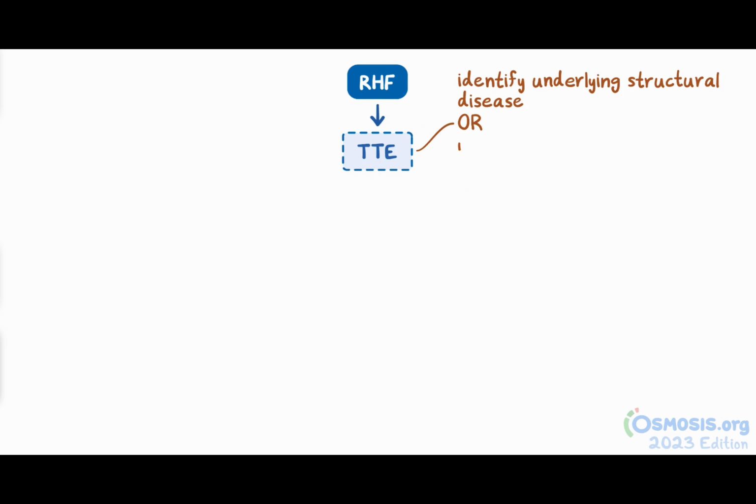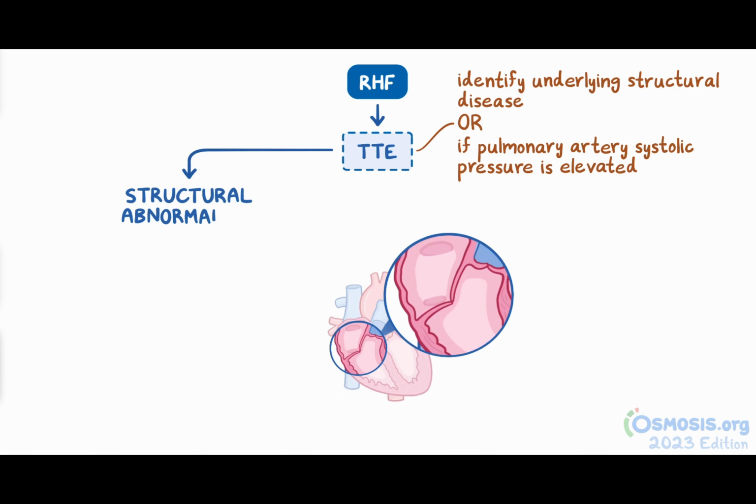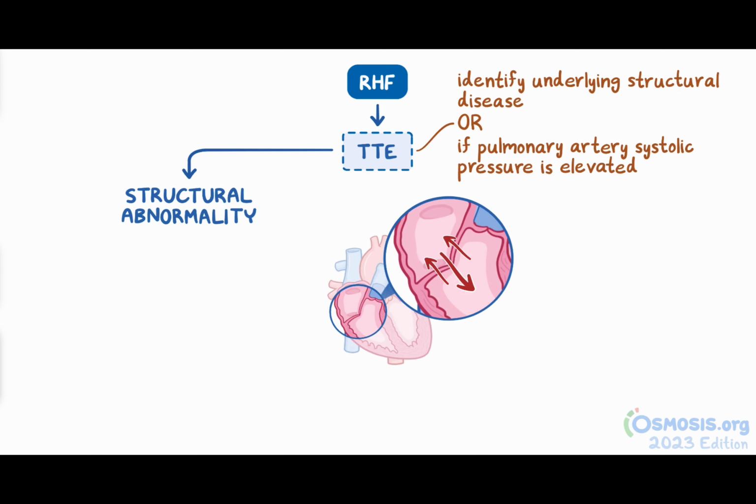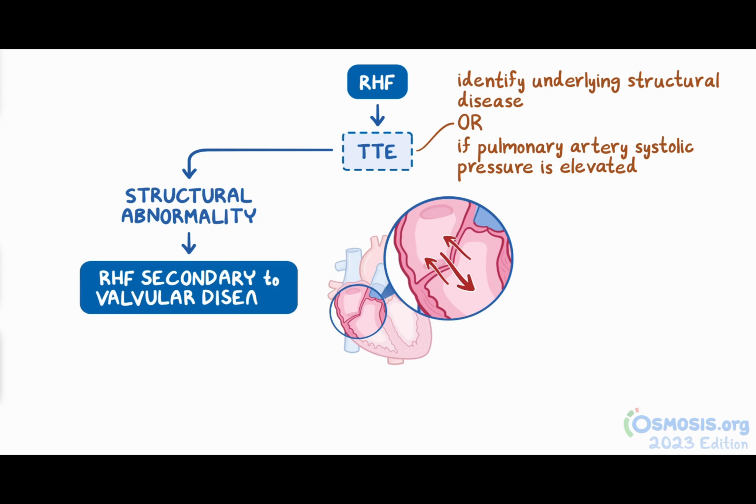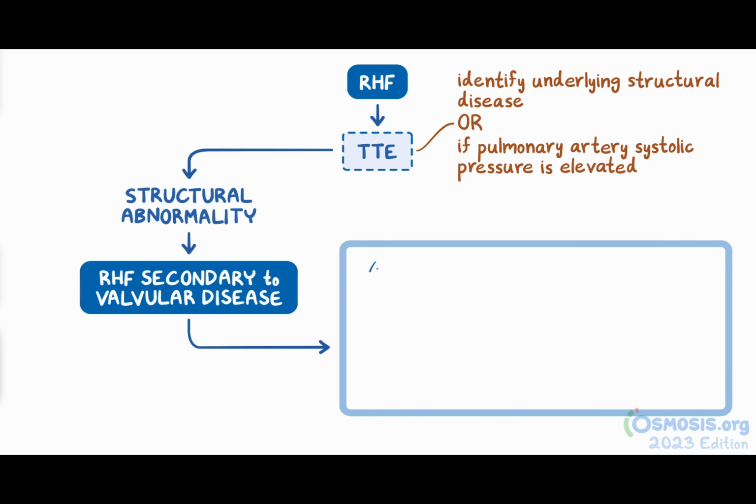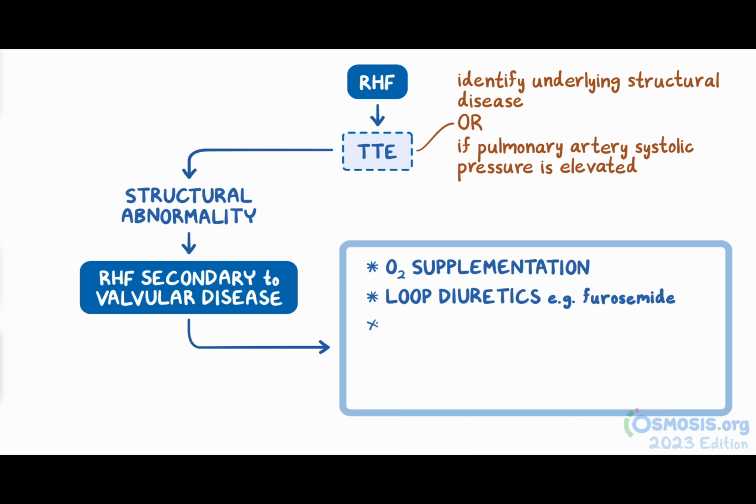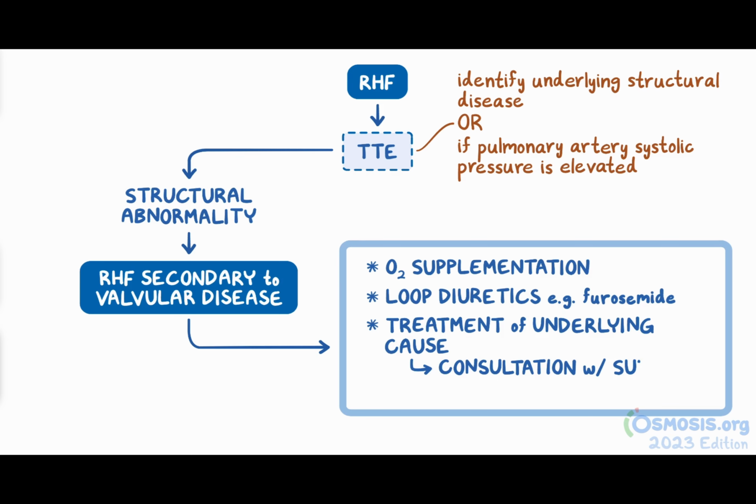Once you have diagnosed RHF, proceed with TTE to identify whether there is an underlying structural disease or if the pulmonary artery systolic pressure is elevated. If TTE reveals a structural abnormality such as tricuspid regurgitation, it suggests that the RHF is secondary to valvular disease. Treatment typically requires O2 supplementation, loop diuretics like furosemide, and treatment of the underlying cause, which often requires consultations with your surgery team.